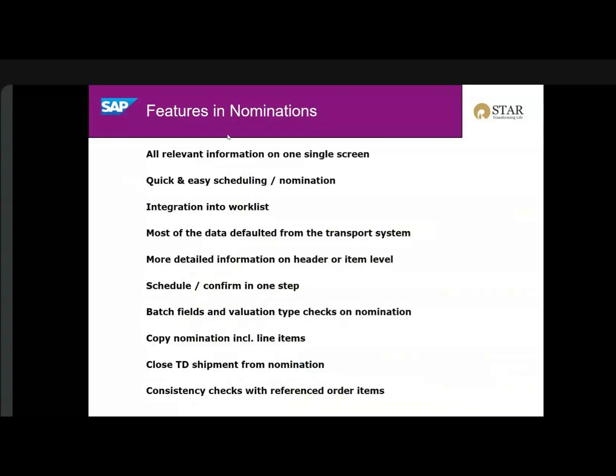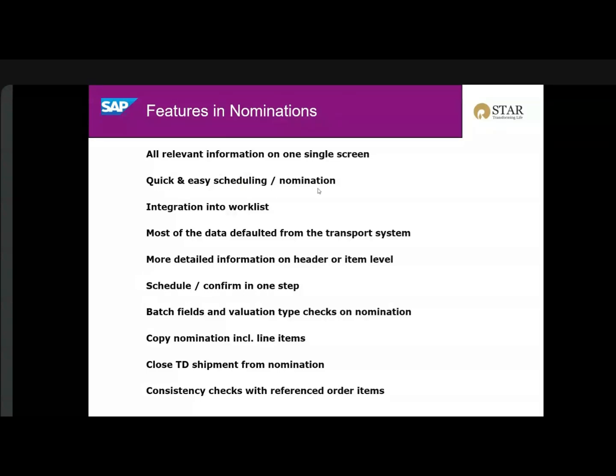These are all some of the features. All relevant nomination, one single screen. You have seen, na? So much information we can capture in one screen. One nomination we can capture the transport system, location, cab, shipper, carrier, and in the item you can mention the material, quantity, like that. So many things we can capture in one nomination.